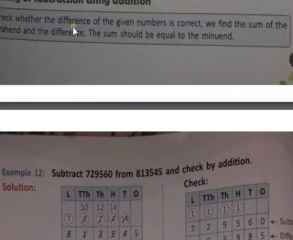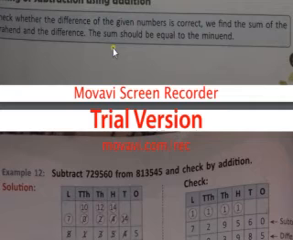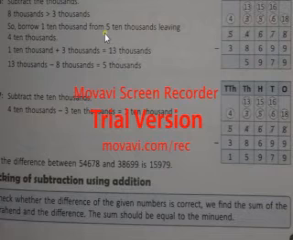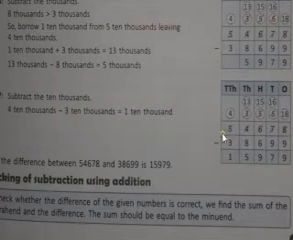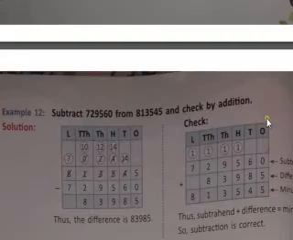To check whether the difference of the given numbers is correct, we find the sum of the subtrahend and the difference. The sum should be equal to the minuend. When we add this answer, that is the difference, with the lower number, that is the subtrahend, then we should get the minuend. Then only our subtraction will be right.